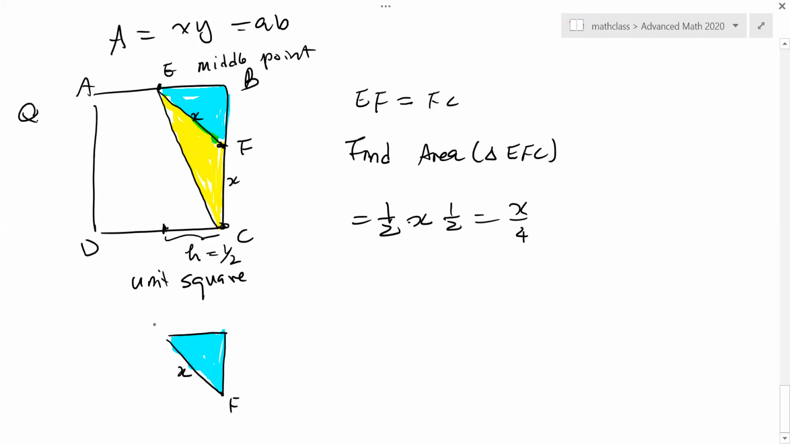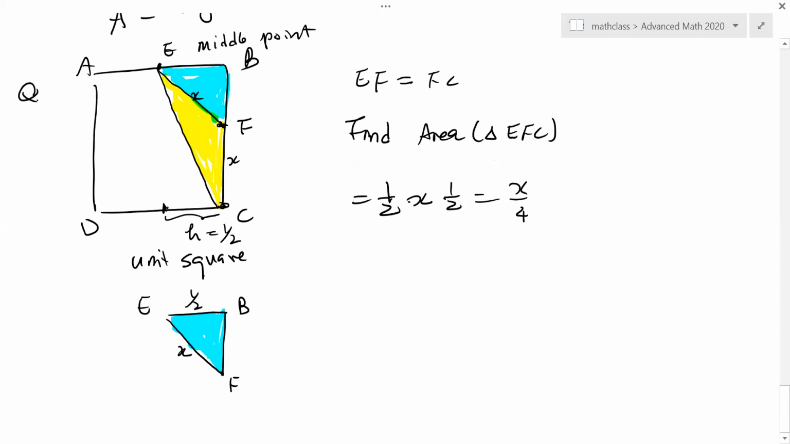So this is F, that's E, that's B. So this side is 1/2, clear, right? It's the middle point. So how about the other side? Can I express it in terms of x? The answer is yes. BC is a unit, it has length 1, right? So it's 1 minus x, that's all you need, okay?